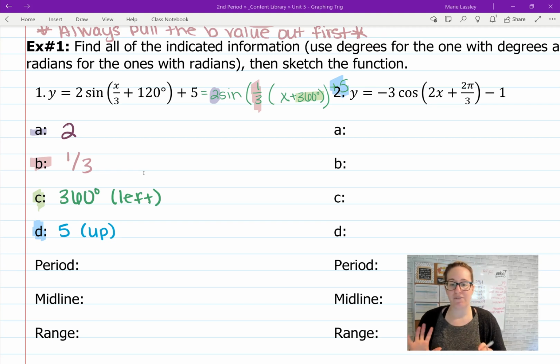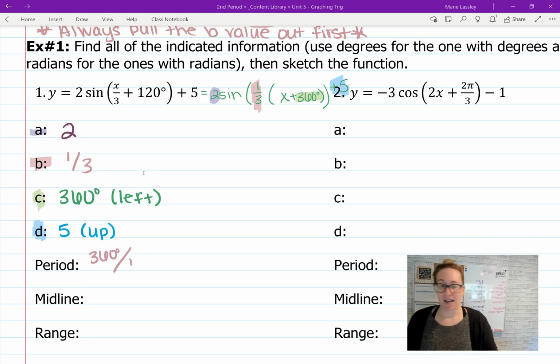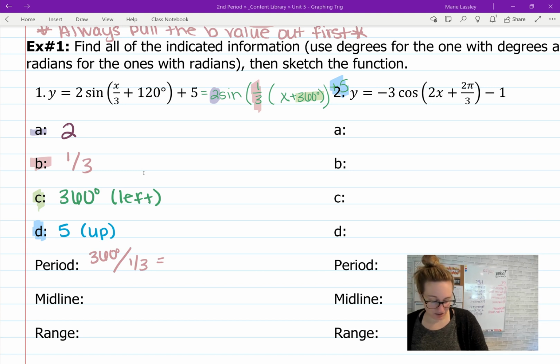All right, so now we need to figure out our period. From our last video, hopefully you remember how to find period. If not, we'll go through it again. The period is 360 or 2 pi, but we're in degrees right now. So it's 360 divided by the B value, which is 1/3. When you divide by a fraction, we flip and multiply. So this is 360 divided by 1/3, which is 1080.